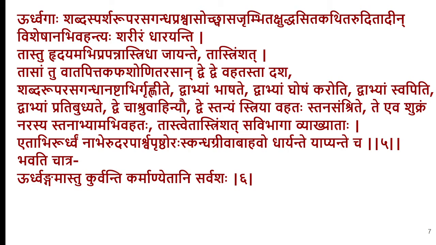Tastu hridayam abhipannaha tridha jayate taha trimshat. Further, as they branch up and reach the thoracic area, they branch out into 3 and then they become 30. So each of these would be branching into 3 and the branches will be 30.